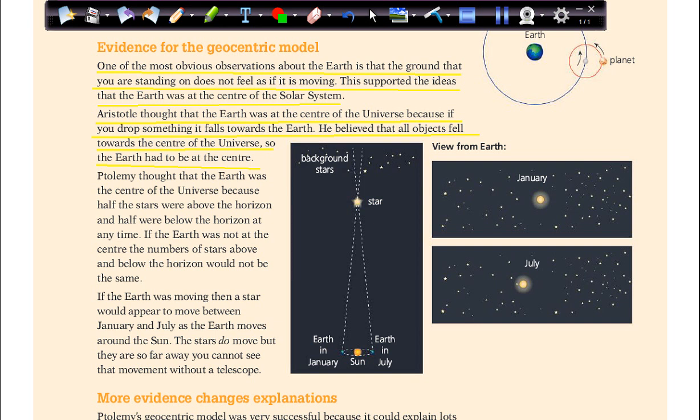Ptolemy thought that the Earth was the center of the universe because half of the stars were above the horizon and half were below the horizon at any time. If the Earth was not at the center, the numbers of stars above and below the horizon wouldn't be the same. So this was his explanation. He said, I think that the Earth is in the center of the universe because the number of stars above the horizon and below the horizon are the same. Half of them are above the horizon and half of them below. If it's not in the center of the universe, they would not be the same number on both sides.